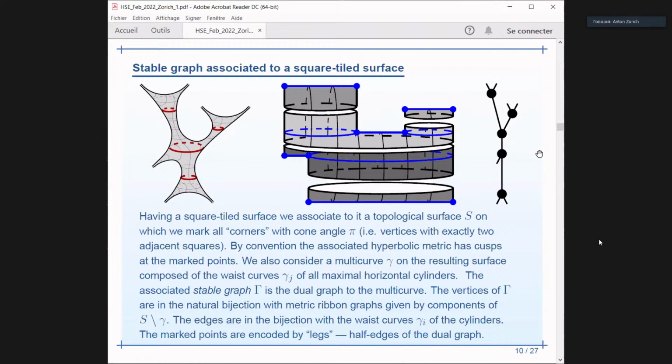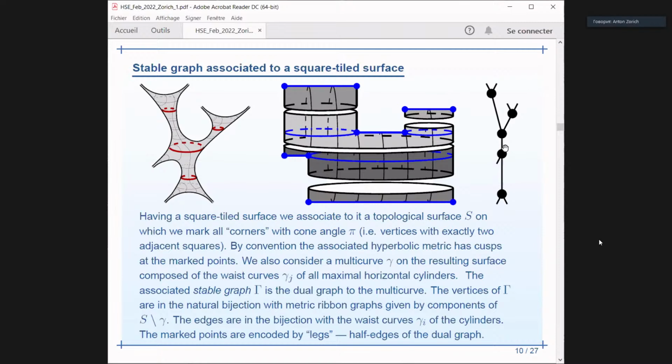And the entire graph tells you how critical levels are arranged together by cylinders. Now, the notion of stable graph is not a coincidence. Stable graphs encode stable curves. So they encode boundary classes of M_g,n bar. And indeed, if you take a surface like this and you pinch all these red curves, then you'll get a stable curve which is encoded by this stable graph.